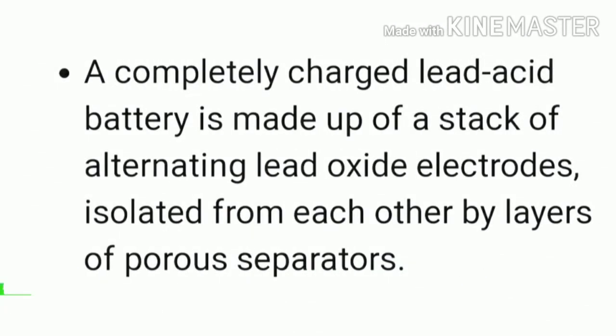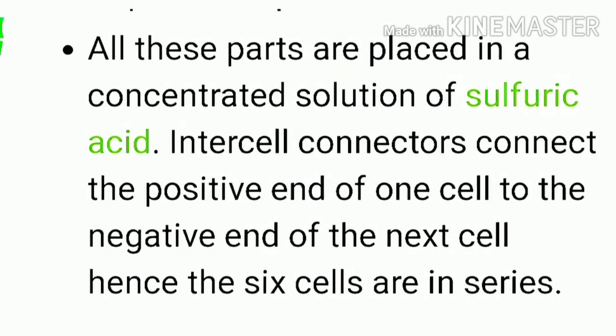A completely charged lead acid battery is made up of a stack of alternating lead oxide electrodes, isolated from each other by layers of porous separators. All these parts are placed in a concentrated solution of sulfuric acid. Intercell connectors connect the positive end of one cell to the negative end of the next cell. Hence, the 6 cells are in series.